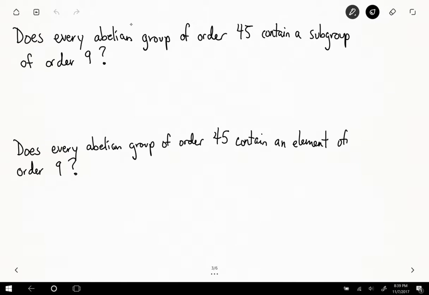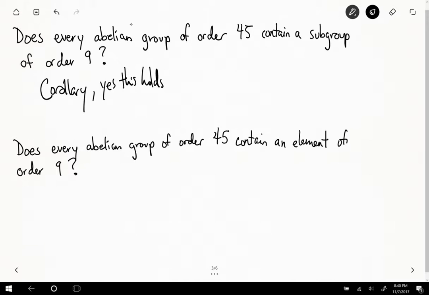So first off, there's some nice results in your book that actually talk about this. In particular, existence of subgroups. You have a corollary. So does every abelian group of order 45 contain a subgroup of order 9? You have a corollary that says yes, this holds. But just to elaborate, possible abelian groups.